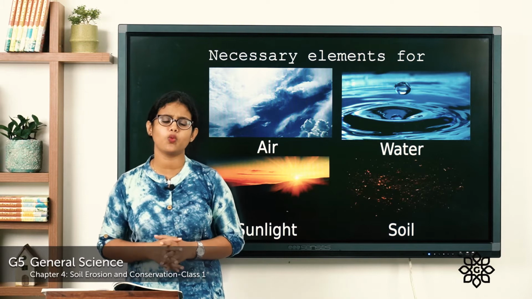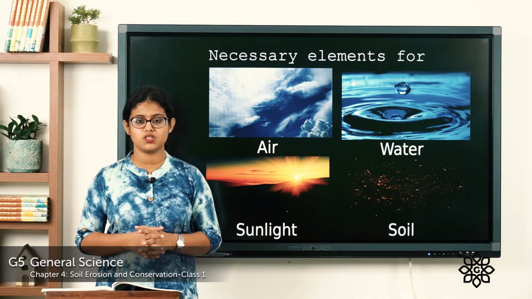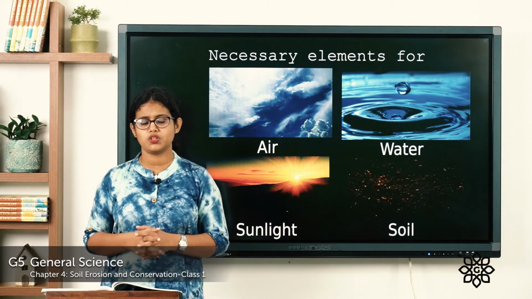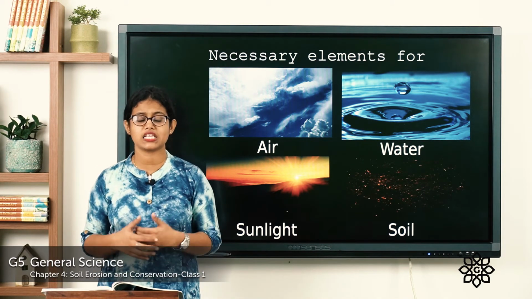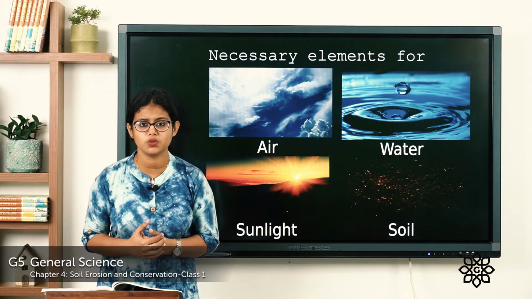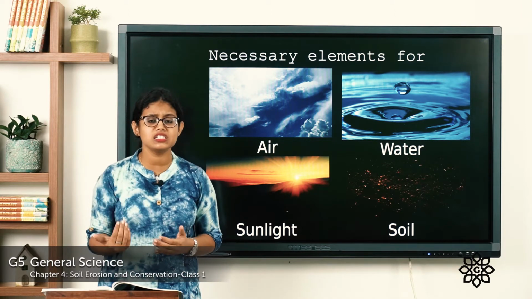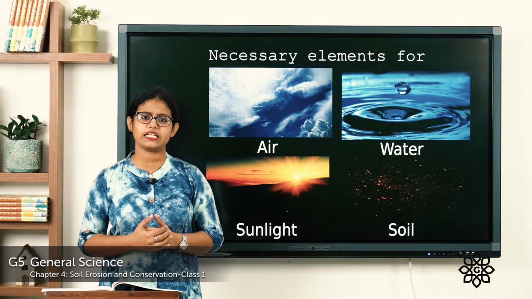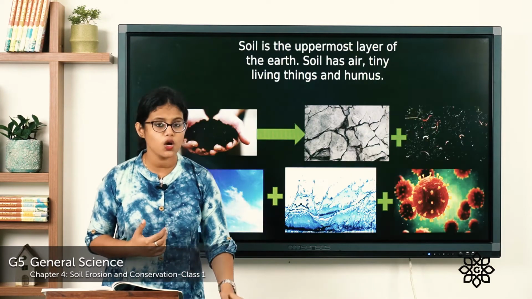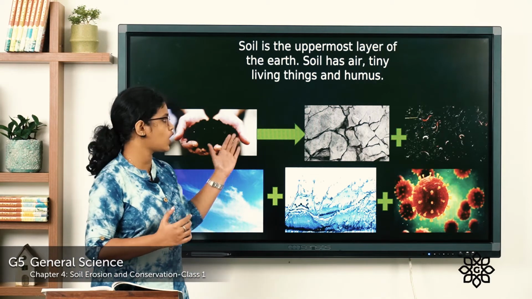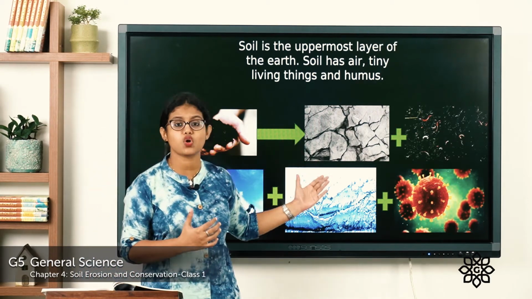So do you know when this soil formed? Soil has formed millions of years ago. The soil that you see has formed millions of years ago and it has rock particles in the form of sand, silt, clay, etc. So now let's see what is this soil made of. Do you know what the soil is made of? The soil is made of broken rocks.